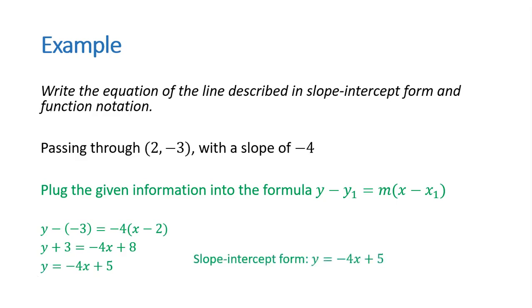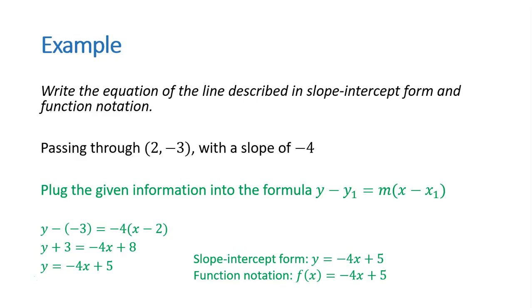Now it also asked for function notation. The only thing we need to do to convert from slope-intercept form to function notation is to change our y into an f of x. Remember when we talked about functions, I said that anytime you see y, as long as you're talking about a function, y and f of x are interchangeable. So slope-intercept form is really just one step away from function notation.